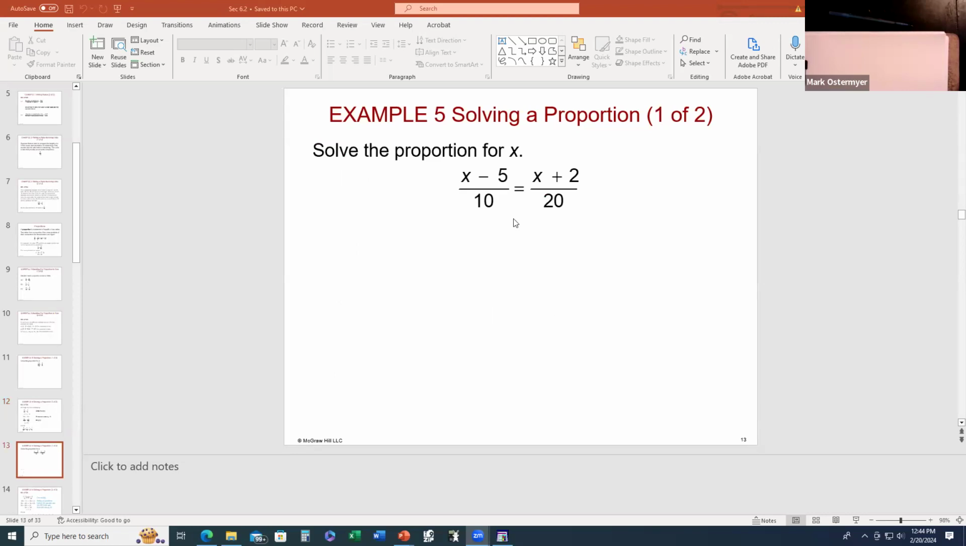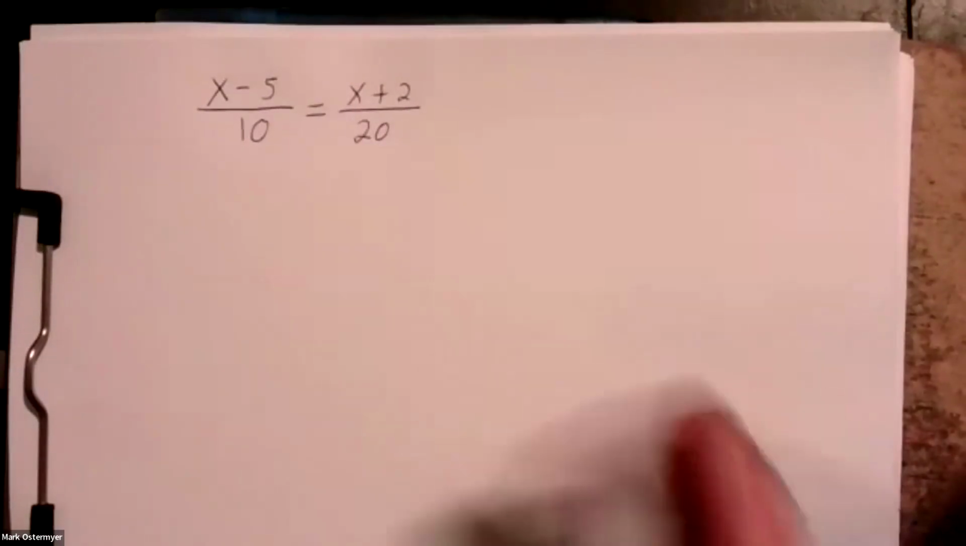This proportion is a lot more difficult to solve, but nonetheless, it can be. We have (x minus 5) over 10 is equal to (x plus 2) over 20. And it is going to be our task to solve this proportion for x.